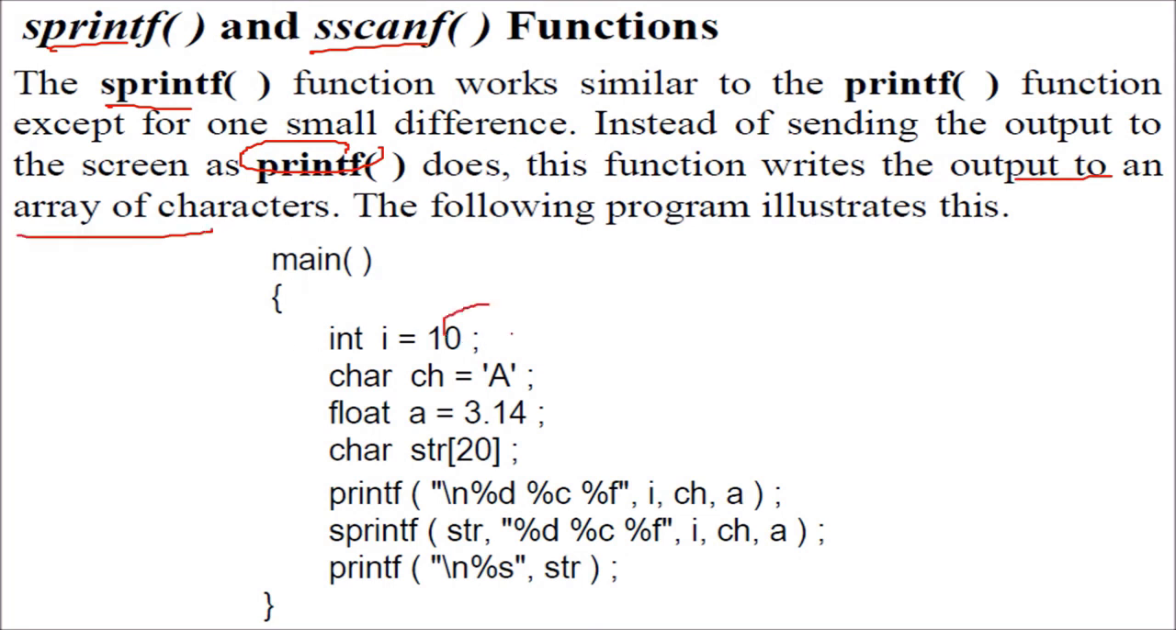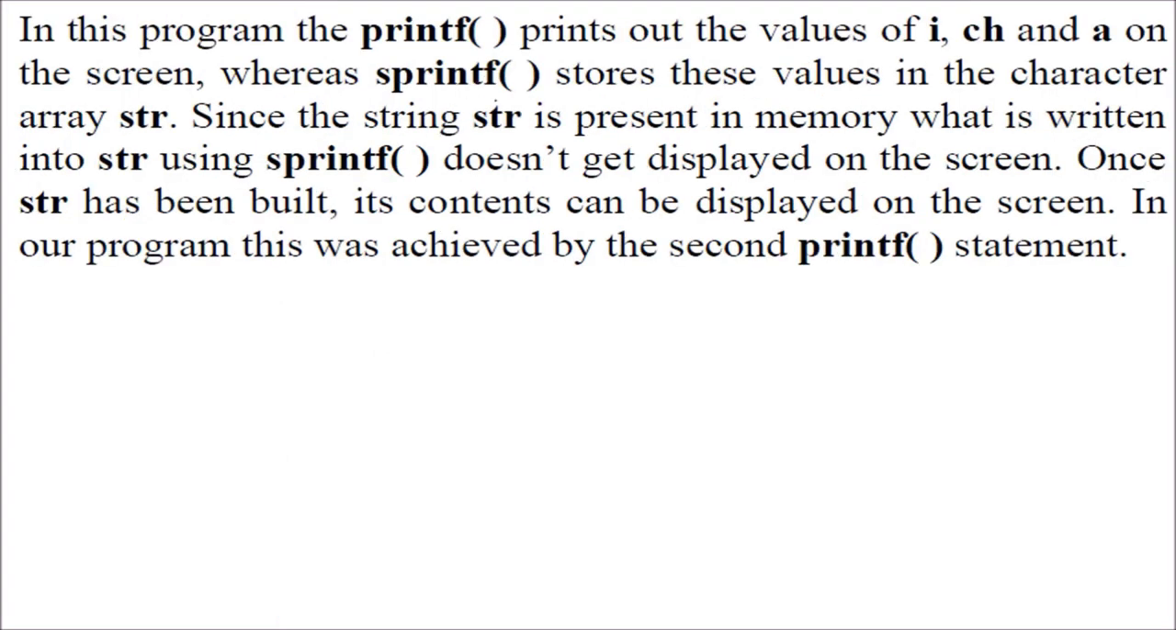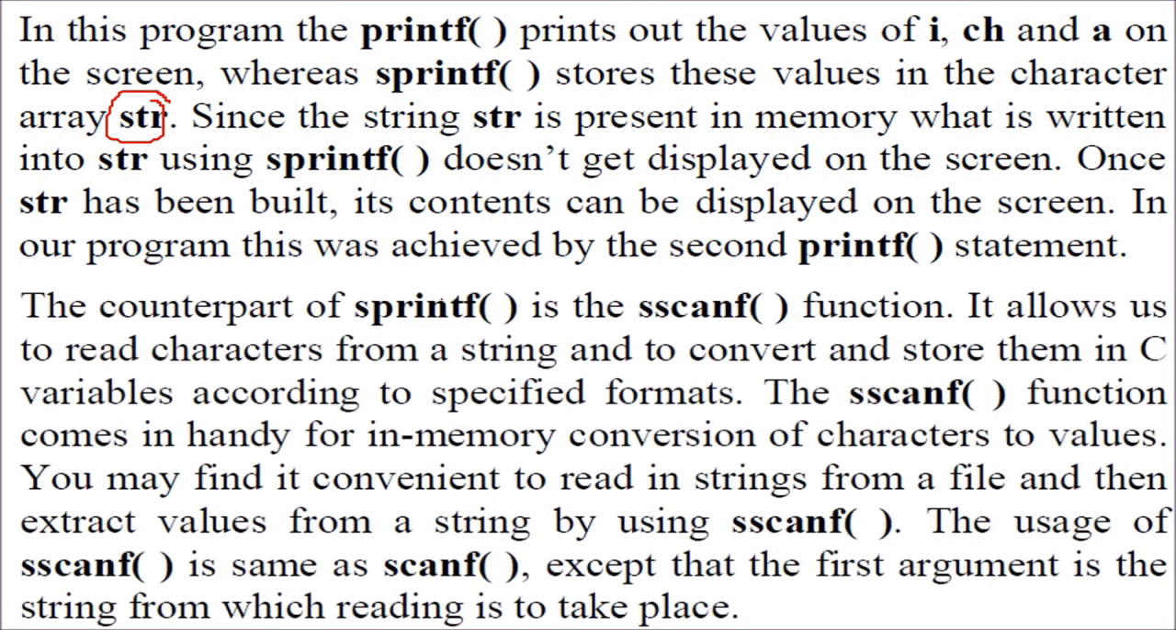For example, we have an integer, a character, a float. Now we have taken a character string str. Printf will do its activity the way it does, but this sprintf will take these three values from i, ch and a, and put them in the string which has been defined here. So when you print the string, it will be like that. This sprintf will store the content in some array, which is str, not on the screen. I hope you got the idea.